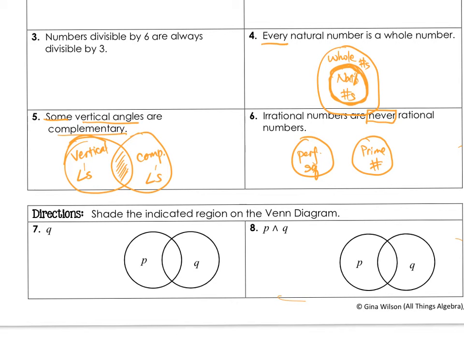Okay, let's look at number 7 and 8. Shade the indicated region on the Venn diagram. I have two sets. They overlap each other, but I only want to shade the Q. So everything in here belongs to Q, right? That's easy enough. Now let's look at P and Q. So all the elements have to have P in them, and they also have to have Q in them. And that's the part where P and Q overlap. Our previous example was the kids who take chorus: P was chorus and Q was band. So the kids in the middle have both chorus and band.